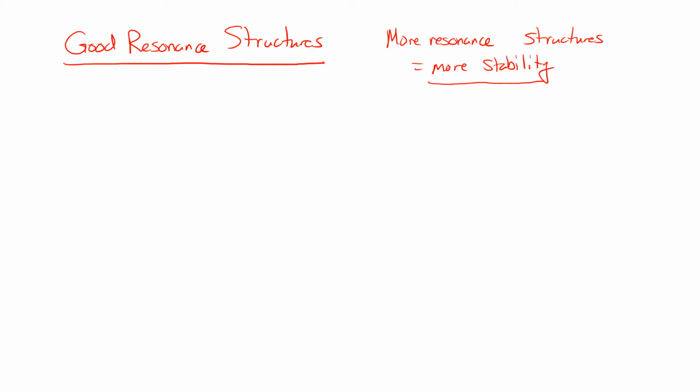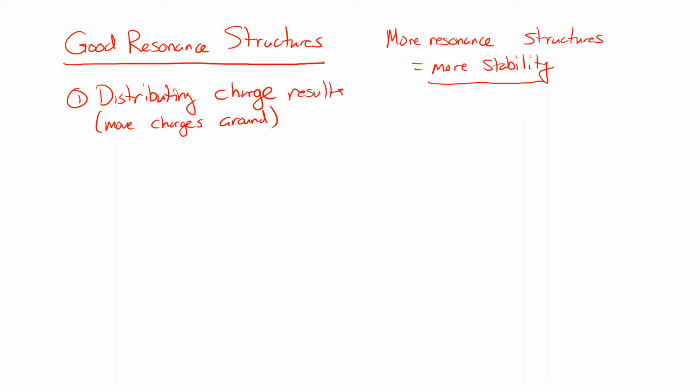And resonance structures are no different, right? So when I write down all these rules for what makes a good resonance structure, what I'm really talking about is what makes something more stable. Okay, so the first thing is distributing charge, right? The more we move charges around, the more stable the molecule is. So distributing charge results in a more stable molecule.